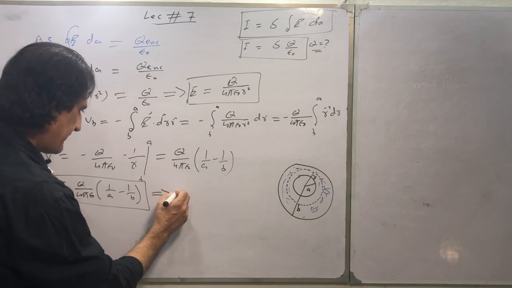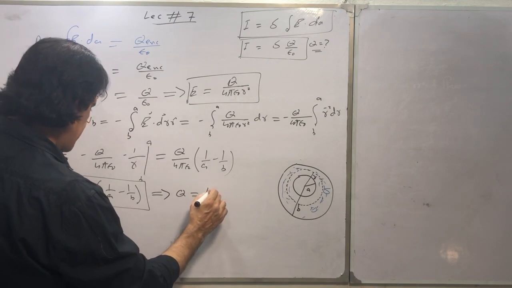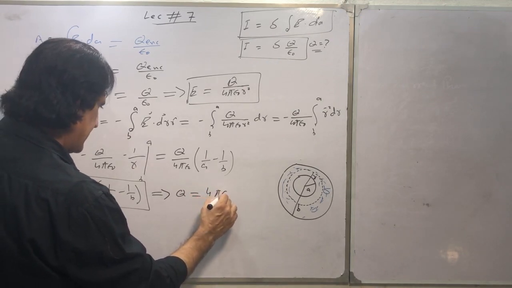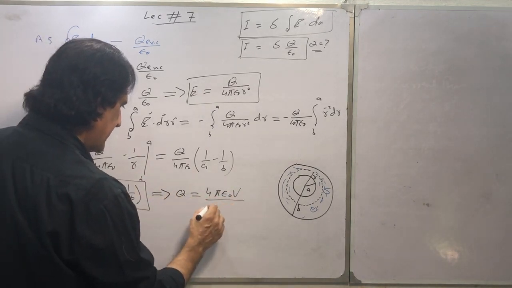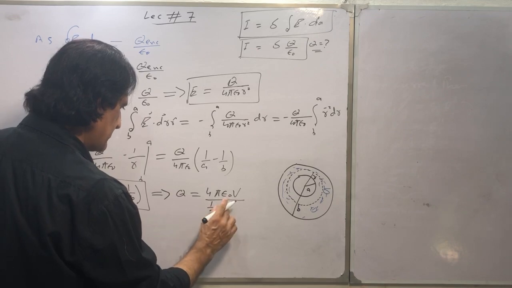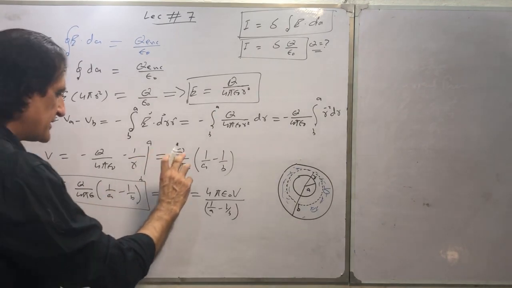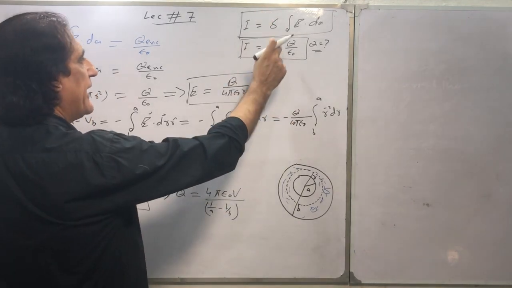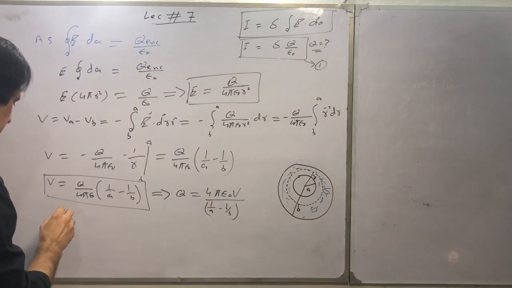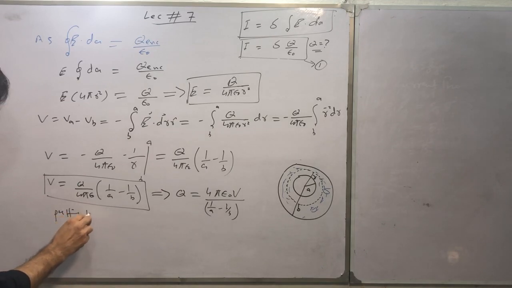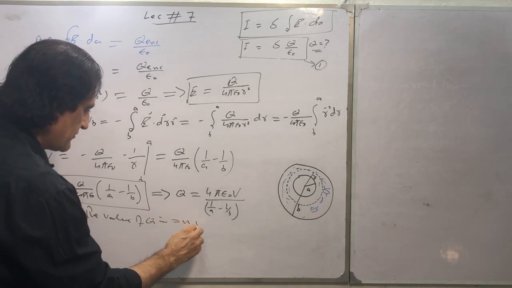From this we can find the charge, which is equal to 4 pi epsilon naught V divided by (1 over A minus 1 over B). This is the charge, and now we put the value of this charge into this equation, let's say this is equation number 1, putting the value of Q in equation 1.